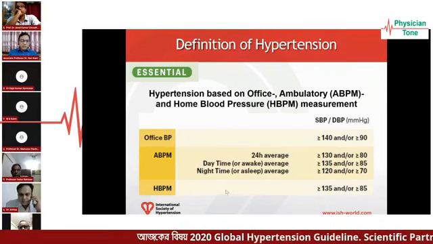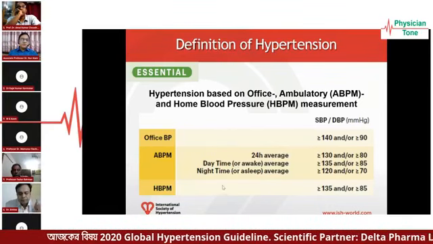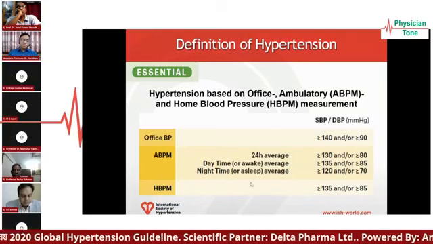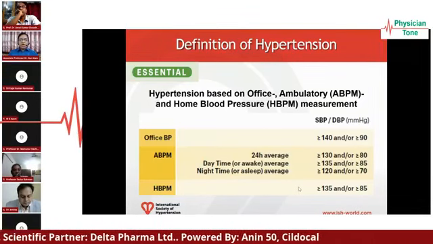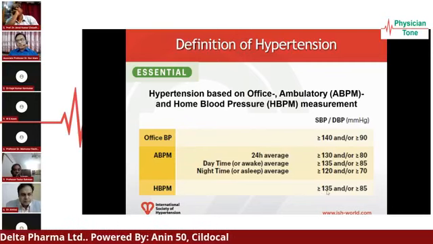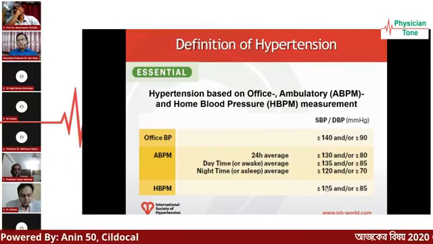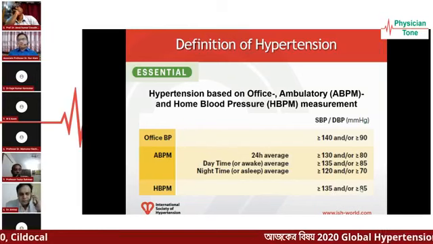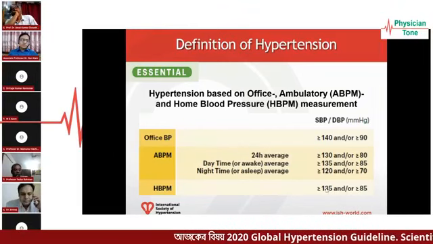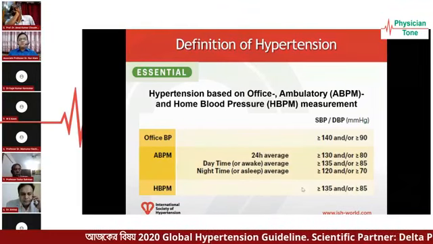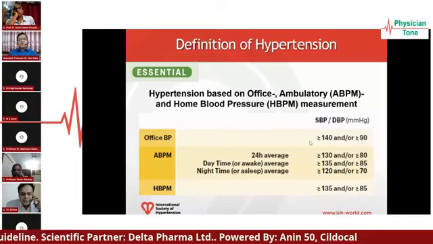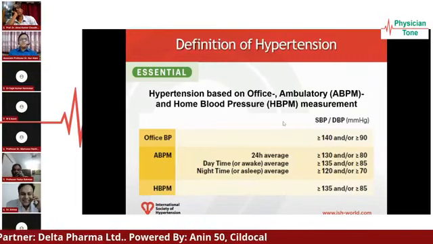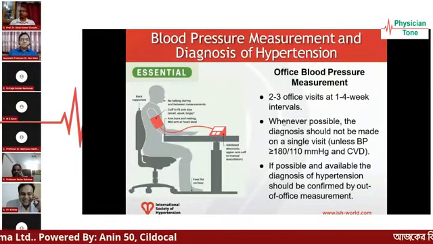And another out-of-office BP measurement technique is home blood pressure monitoring. Not 24 hours, but the patient can monitor himself or herself. And if the home blood pressure is over 135 or 85, that is recognized as hypertension. And office BP, clinic BP, or our chamber blood pressure, if 140 over 90 millimeters of mercury, it should be recognized as hypertension. So how to measure blood pressure?